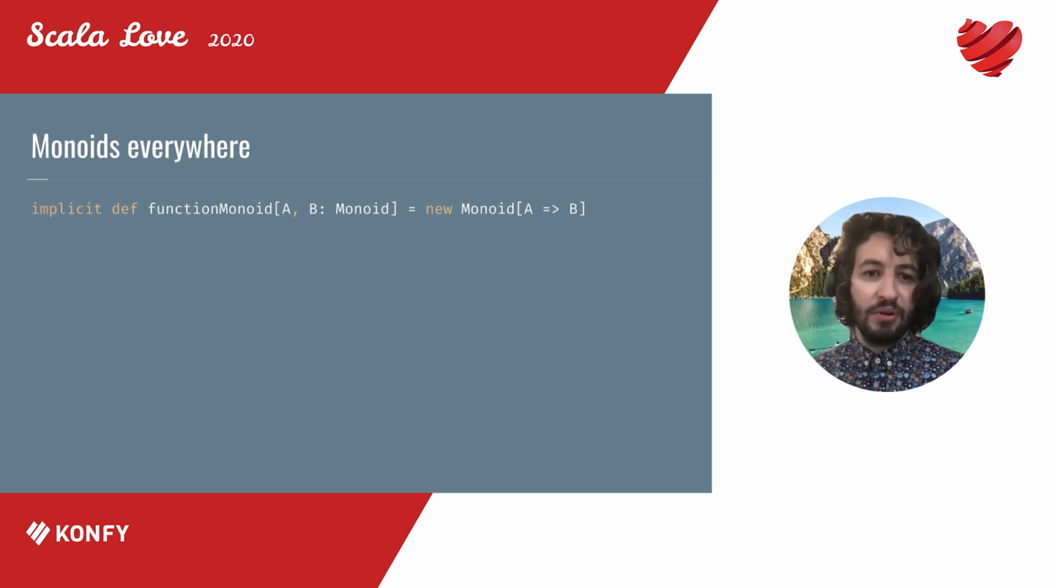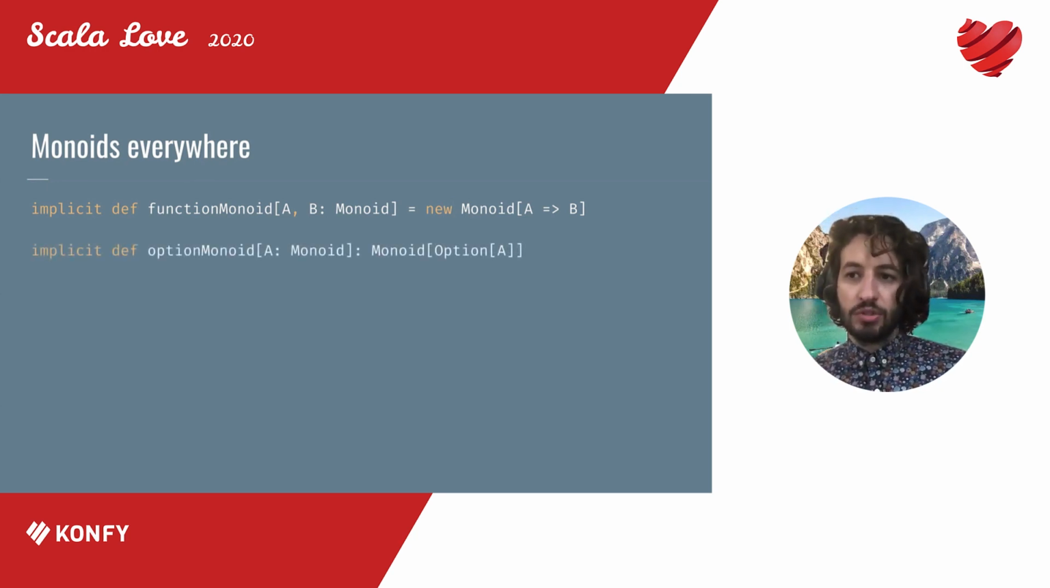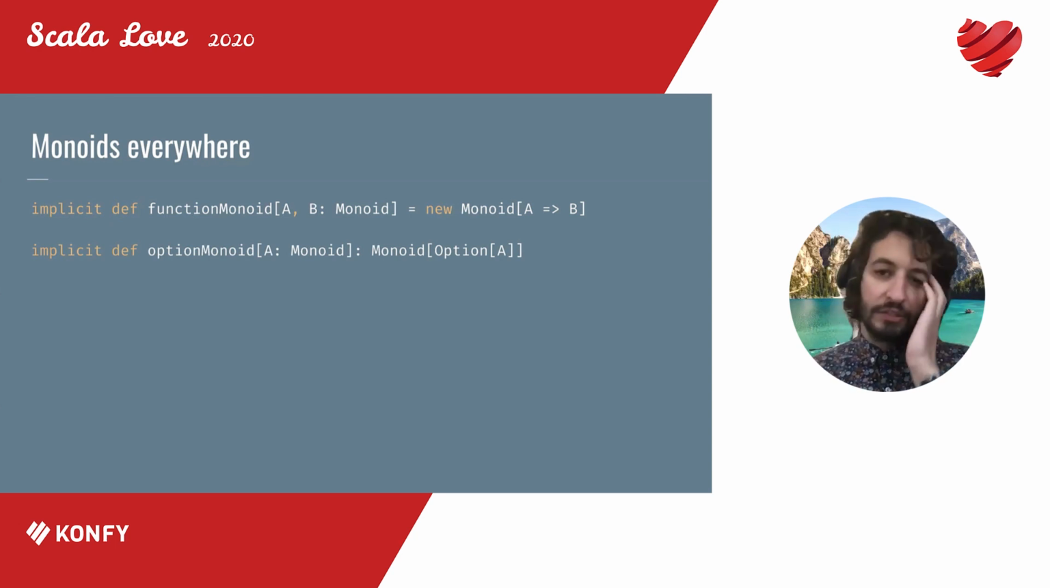For example, in cats, we have this definition where if we have a function from A to B and that B has a monoid instance, then the function from A to B also becomes a monoid. And we can also combine these functions now. Same goes for an Option of A, where A has a monoid instance.